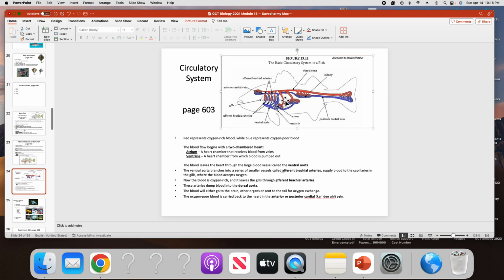And that's going to either bring it up to the brain or to the posterior and to organs or the tail. Then oxygen and carbon dioxide are exchanged through capillaries, and the oxygen-poor blood is carried back to the heart, either in the anterior or posterior caudal vein. So here's the posterior caudal vein and the anterior caudal vein, and then it goes back to the heart that way.